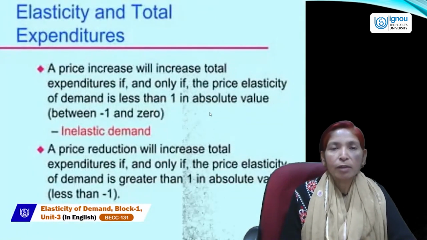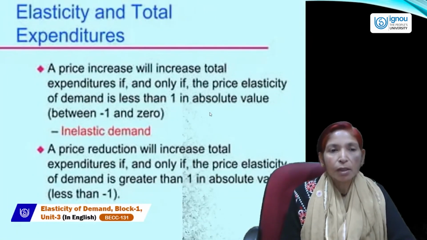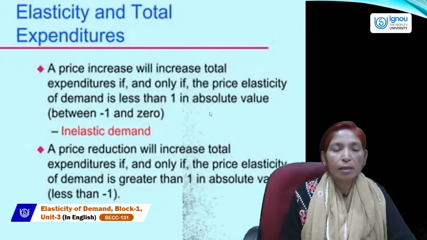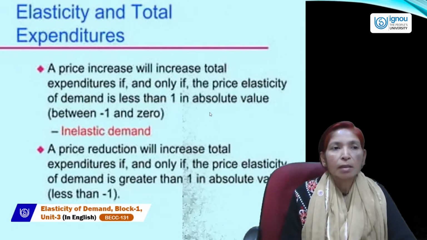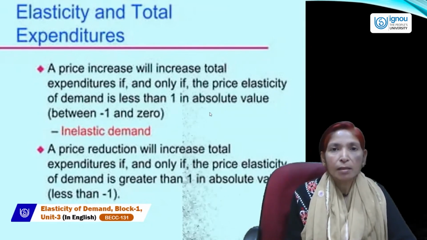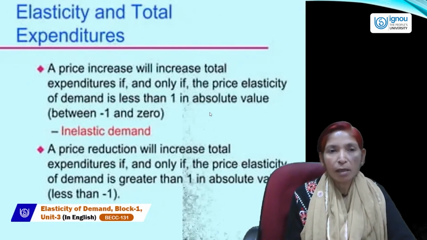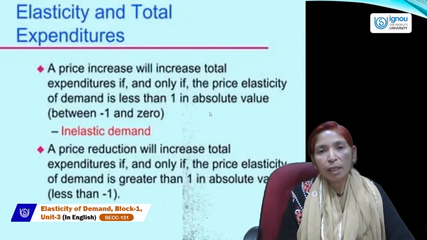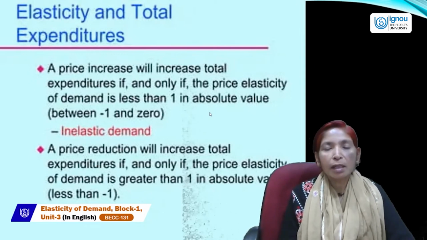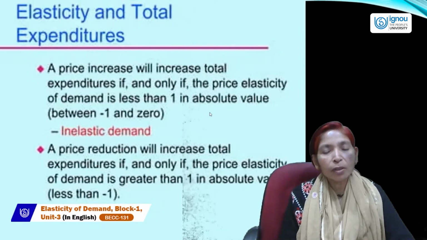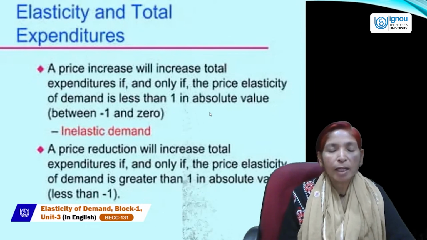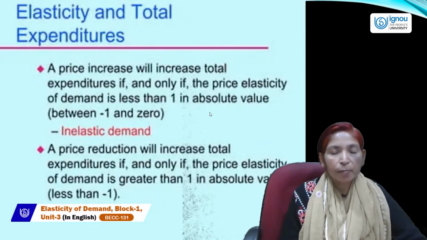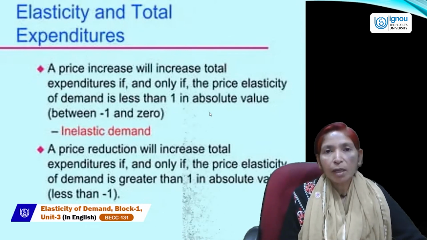Elasticity can be measured with the help of total expenditure. Total expenditure we can calculate by multiplying price and quantity. Here elasticity of demand may be more than 1, less than 1, or equal to 1. So a price increase will increase total expenditure. If there is an increase in price, then definitely total expenditure will rise. If price falls, then total expenditure will also fall.